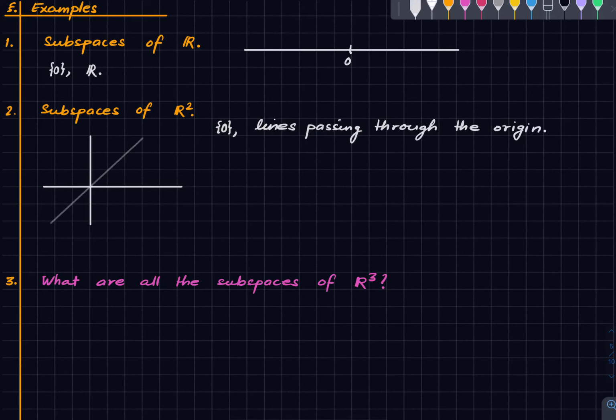Every line passing through the origin is a subspace. And of course, we have the entire thing. This is also a subspace. In fact, if V is a vector space, then V is a subspace of the vector space. That's true in full generality. For any vector space, that is true.